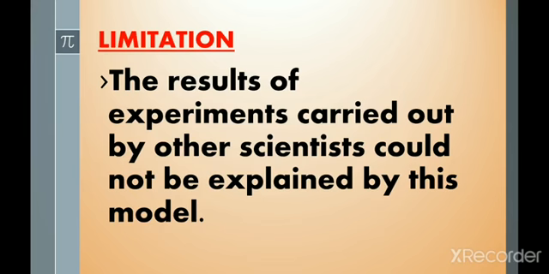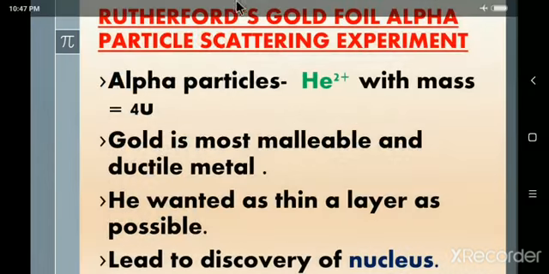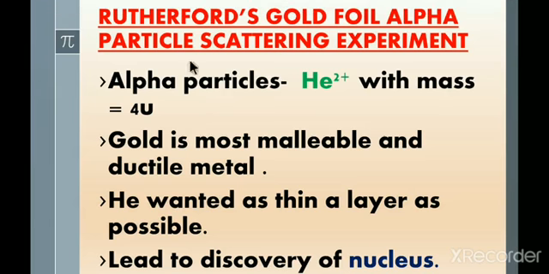Next is Rutherford's gold foil alpha particle scattering experiment. Alpha particles are doubly charged helium ions with a mass equal to 4 units. These are produced by radioactive elements which are heavy metals. He took gold foil as gold is the most malleable and ductile metal and he wanted as thin a layer as possible. This model led to the discovery of the nucleus, which is the central part of an atom.